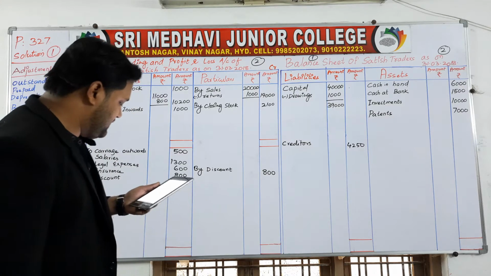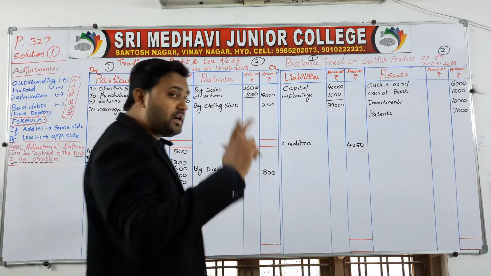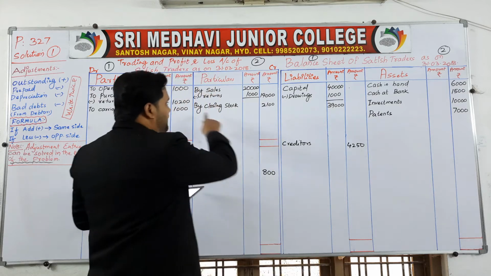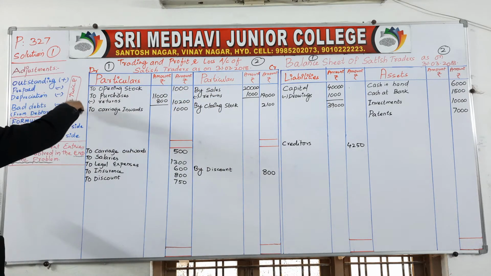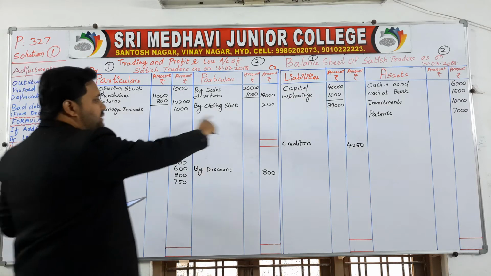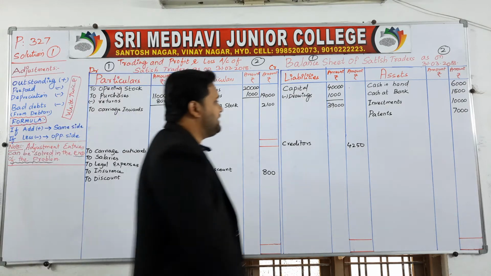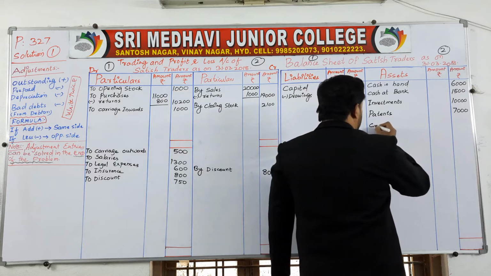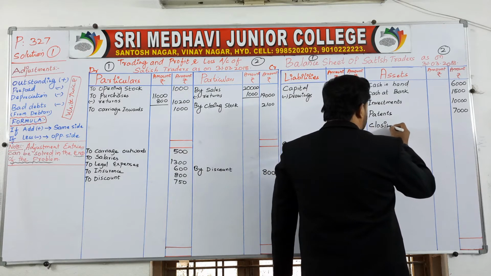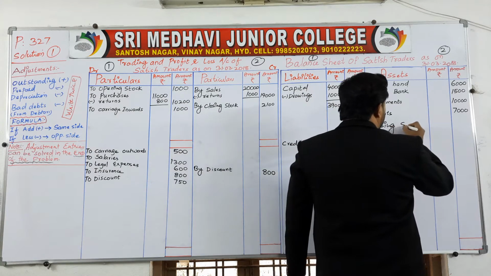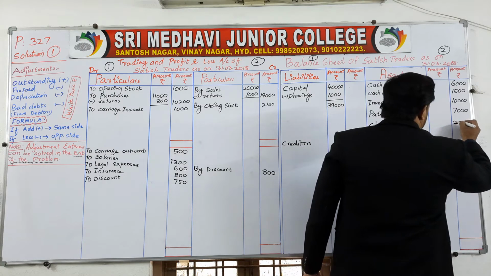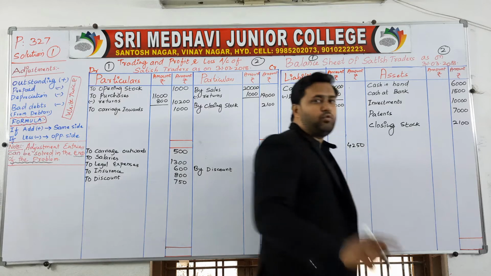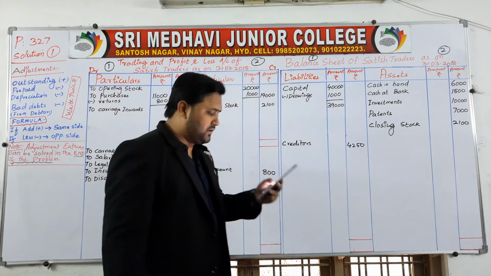Next, you have to write twice. You have written closing stock only once. Every adjustment entry you have to write twice. So one time you have written here, again you have to write here on the asset side, closing stock. There is no 'to' or 'by' in assets and liabilities, so write directly closing stock 2,100. One adjustment entry is over.